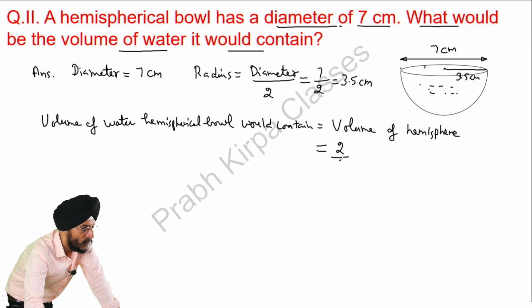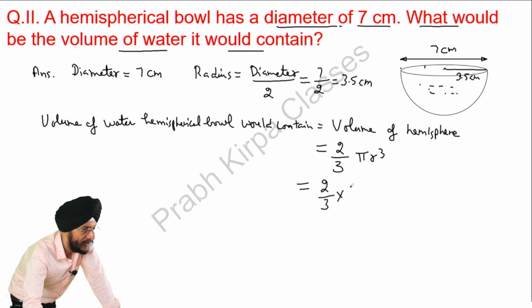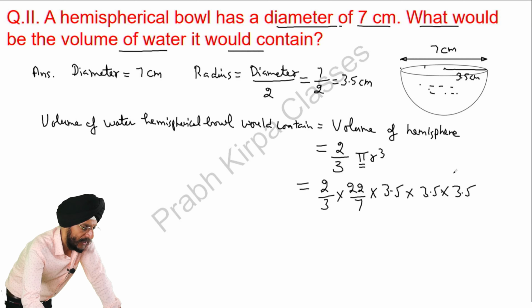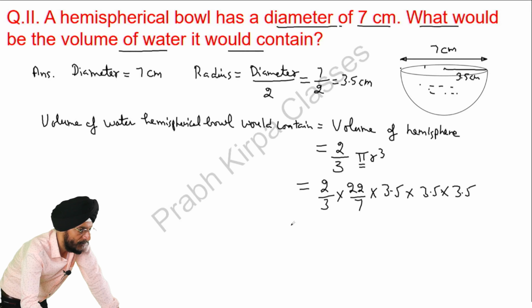It is 2/3 pi r cube. So we will fill in the relevant values. 2/3, what is the value of pi? It is 22/7. It is a mathematical constant. Now we will put in the value of r. It is 3.5. And if we solve all this, we will arrive at 89.8 cubic centimeter.